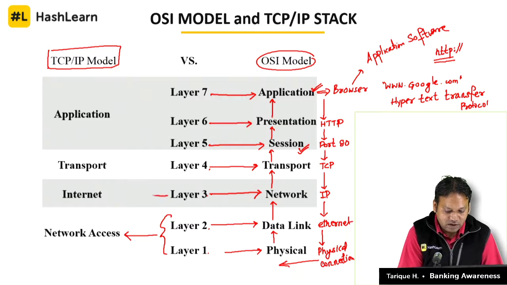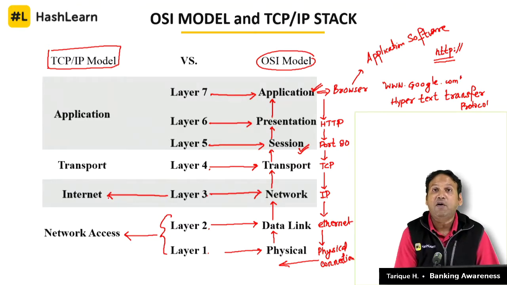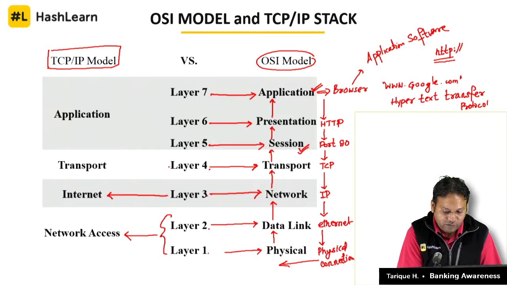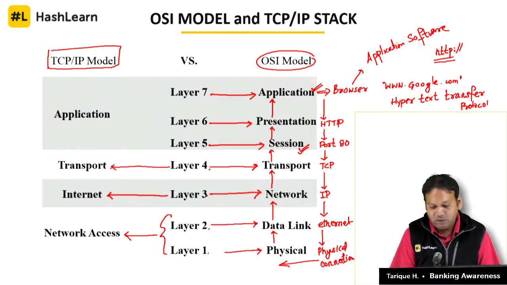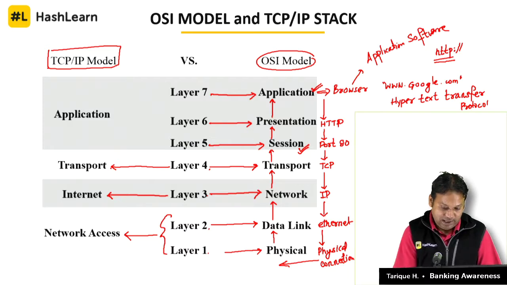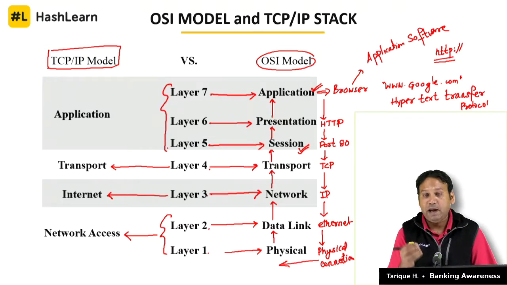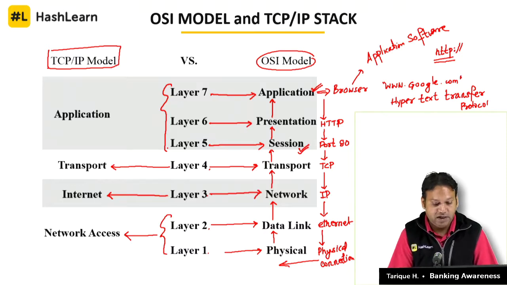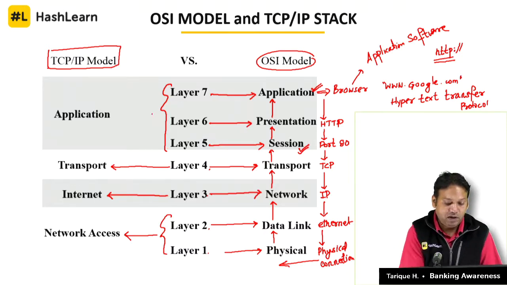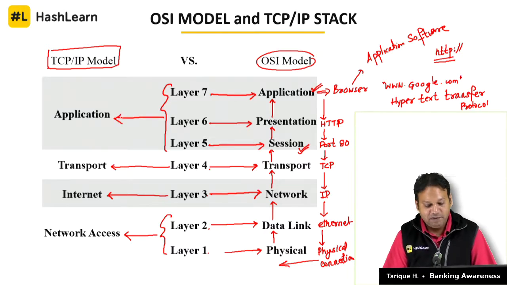Layer 3, the network layer of the OSI model, is called the internet layer of the TCP/IP stack. Then layer 4, which is called transport in the OSI model, is also called transport in the TCP/IP model. And then layers 7, 6 and 5, the application, presentation and session layers of the OSI model, are called the application layer of the TCP/IP model.